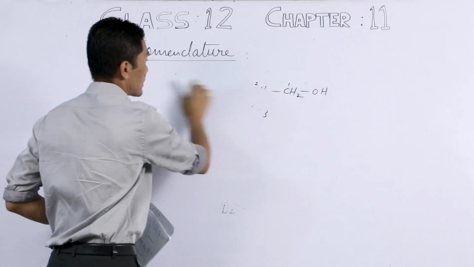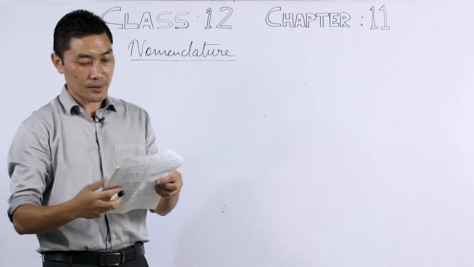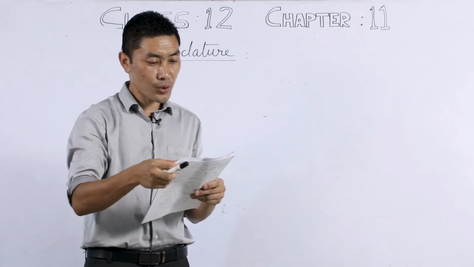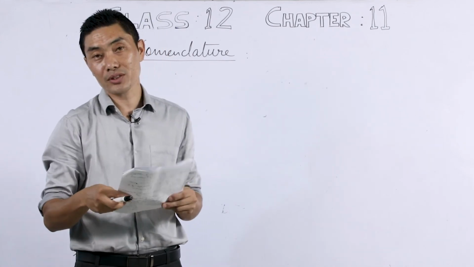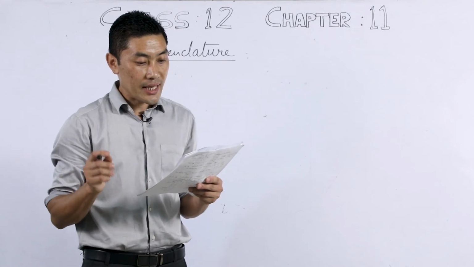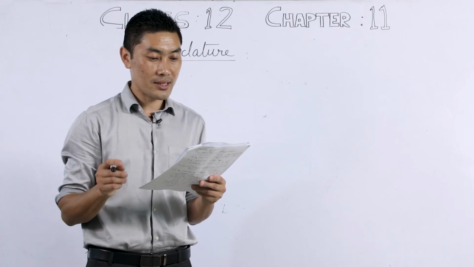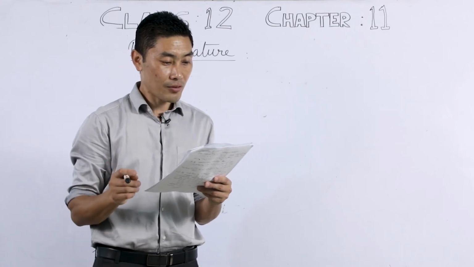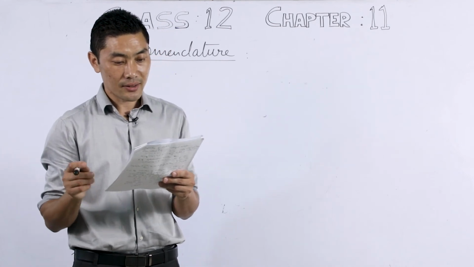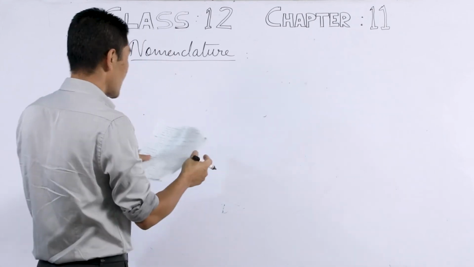Now there may be compounds in which there are more than one OH groups. So what do we do in such situations? For naming polyhydric alcohols, that means those which have more than one OH group, the E of alkane is retained and the ending OL is added. The number of OH groups is indicated by adding the prefix di, tri, etc. before OL. Let us see an example here.